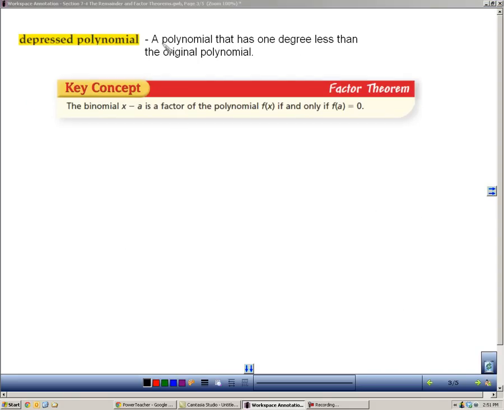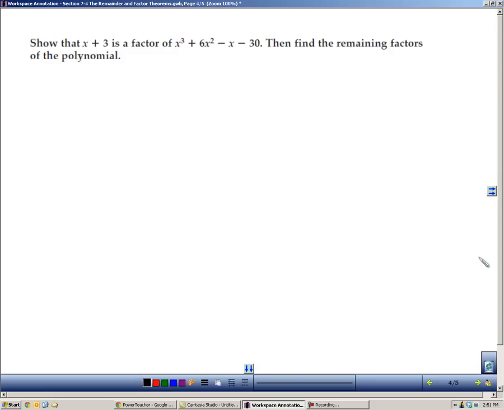Here you see the definition of a depressed polynomial, and know that it's not a polynomial that's sad. It's a polynomial that has 1 degree less than the original polynomial. And that leads us to the factor theorem, which says that if we're going to say that this binomial is a factor of some bigger polynomial, we can only say that if it goes in evenly, if the remainder when you plug or do synthetic division of the a is a 0. Now what does that mean? Let's look at this next example to see that.